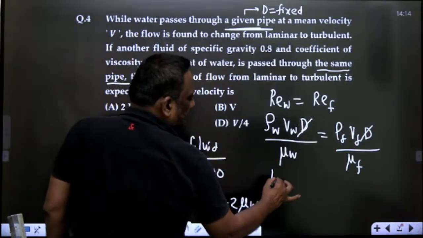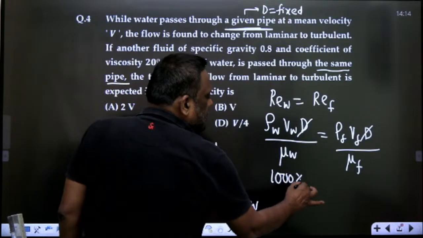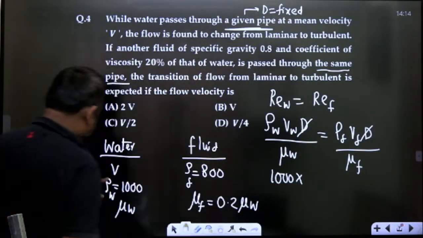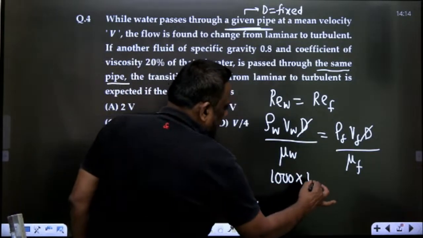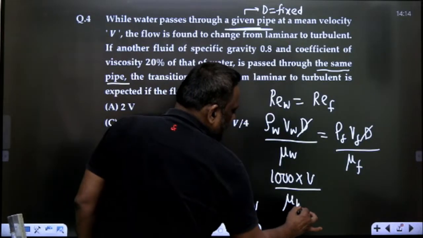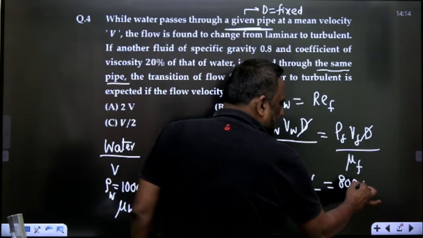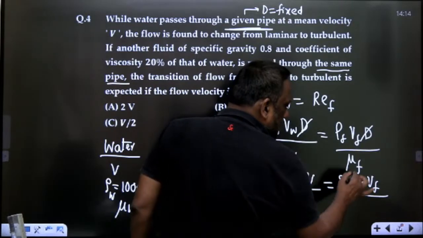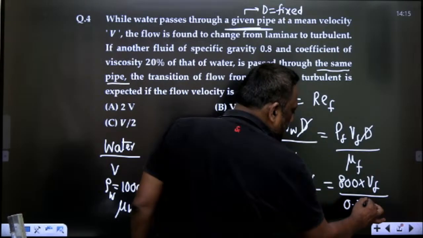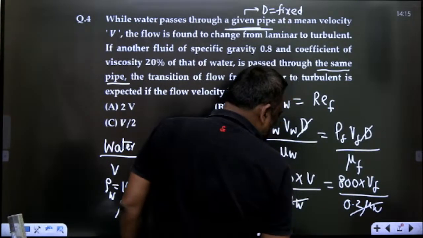What is the density of water? 1000. And the velocity of water here is given as V only. The viscosity of water be mu W. And what is the density of the fluid? 800. And the velocity of that fluid is not known. The viscosity of the fluid is 0.2 mu W. So this mu W is gone.